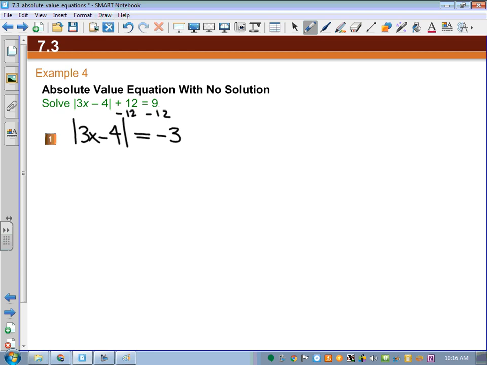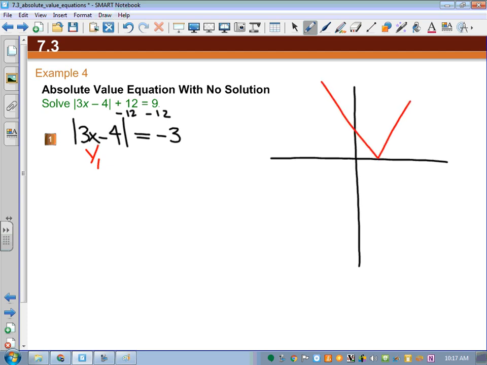And that's a problem because absolute values never yield negative numbers. And I'm a big fan of graphing. So if we did graph these two sides, I'm just going to put y1 in red over there. The absolute value of 3x minus 4 looks roughly like this. Give or take, I'm not going to worry too much about the exactness of the graph. We could use our calculator for that.